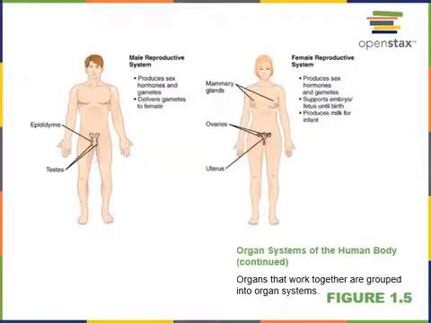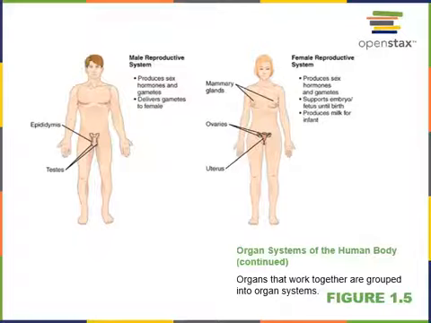The reproductive system in men includes the testes, epididymis, ductus deferens, seminal glands, prostate gland, and penis. In women, it includes the ovaries, uterus, vagina, vulva, and mammary glands. And the functions of the reproductive system are to produce offspring.